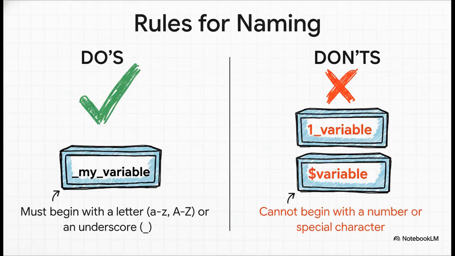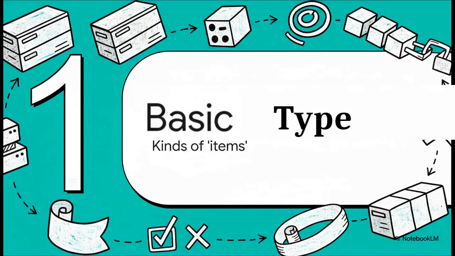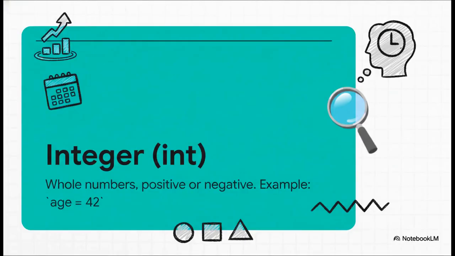Okay, so we've got our storage boxes, our variables. The next big question is, what kind of stuff can we actually put in them? Well, let's take a look at the most basic building blocks of data in Python. First up, we've got integers, or int for short. These are just your plain old whole numbers, no fractions, no decimals. Think of things like your age, the number of steps you took today, or the current year. Simple, solid numbers like 42 or even -10.